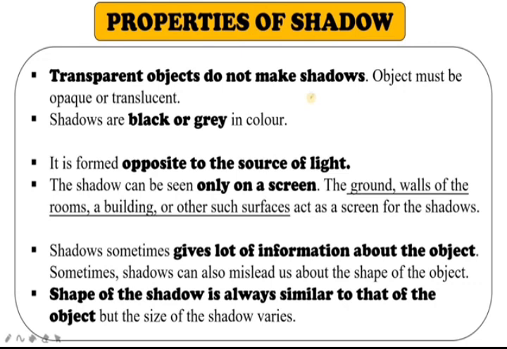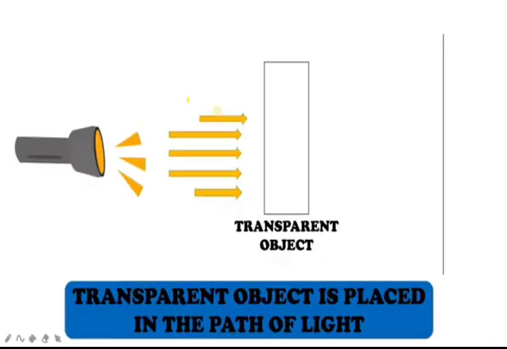Okay, now move to the properties of shadow. Transparent objects do not make shadows. The object must be opaque or translucent. That is the first property of shadow. Remember the point: objects must be opaque or translucent, and transparent objects do not make shadows.